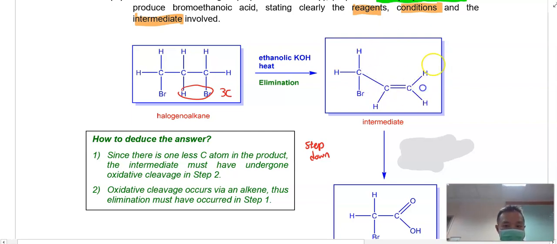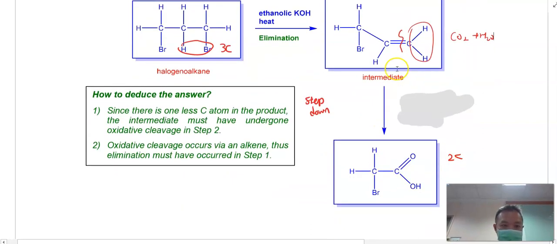Okay, then you can see that once I cleave the C=C double bond with KMnO4, this fragment here becomes CO2 and H2O, and you end up with COOH. Okay, that's how I get my bromoethanoic acid. Okay, with that, question 5 is done.